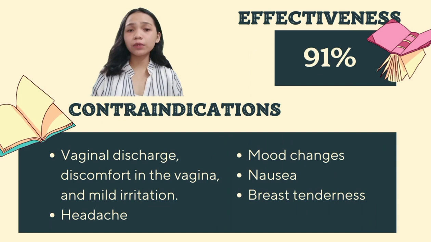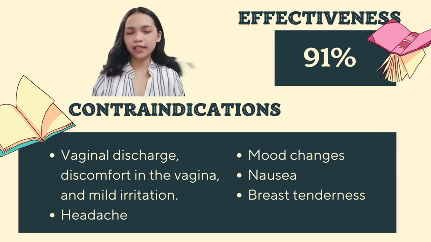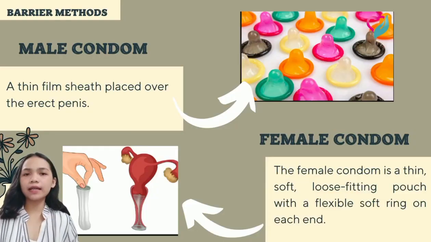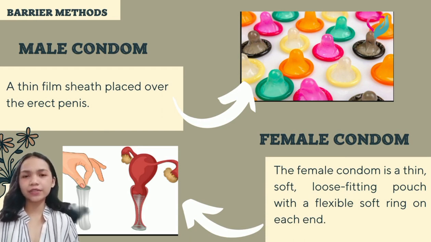Its effectiveness is 91% and its side effects: vaginal discharge, discomfort in the vagina and mild irritation, headaches, mood changes, nausea, and breast tenderness. So moving on to our barrier methods. In here, guys, all methods that I'll mention are physical barriers that block the sperm from reaching and fertilizing an egg. So first one, we have the male condom, a thin film sheet placed over the erect penis.